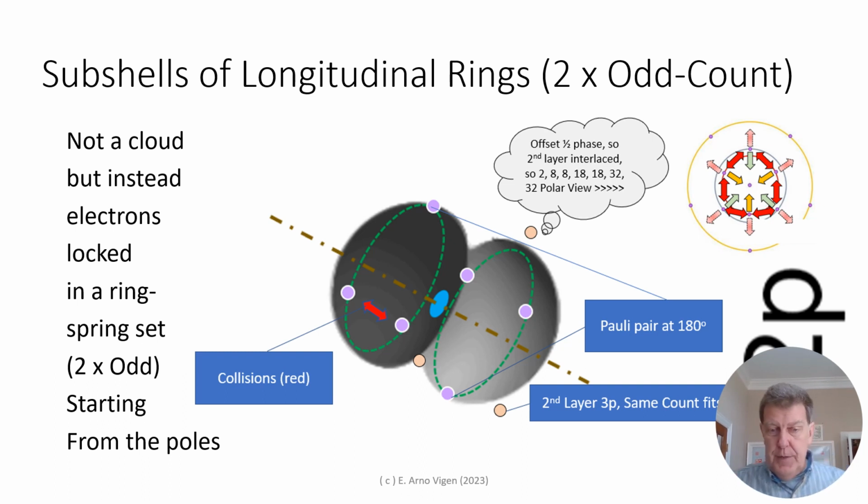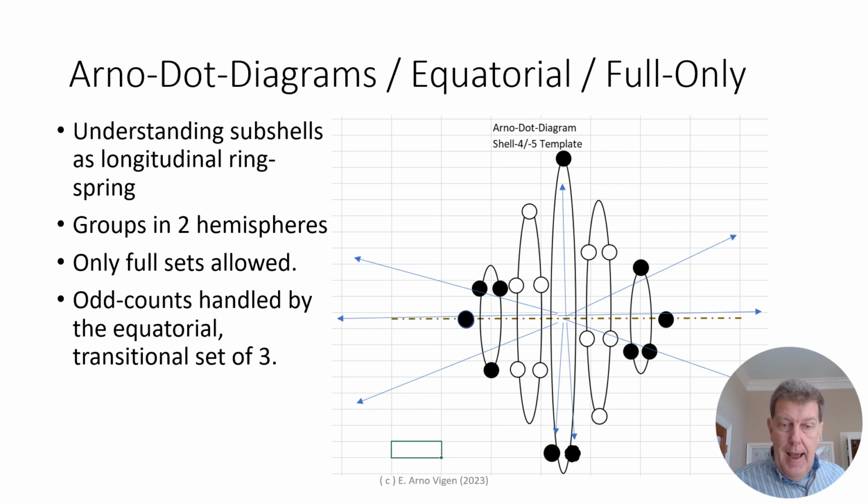Now, your textbook today probably shows these as clouds, but in reality, each of these are individual electrons in longitudinal rings. That means at the same axis. It's like it's on a hemispherical globe. Now, everything that I do in HemiChem uses Arnold dot diagrams for electron configurations.